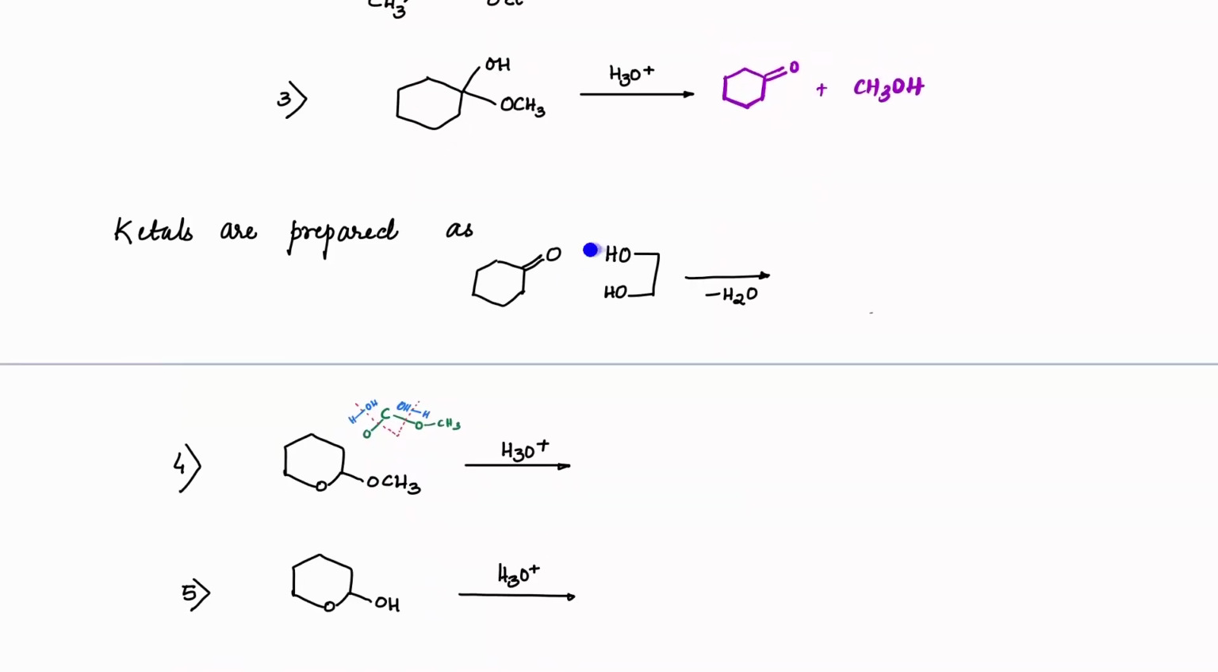Now, you can make the acetal formations. I'm doing the reverse reaction now. That is how to make the ketals. So, you can have a cyclic ketal also. That means when these two will attack here, correct?